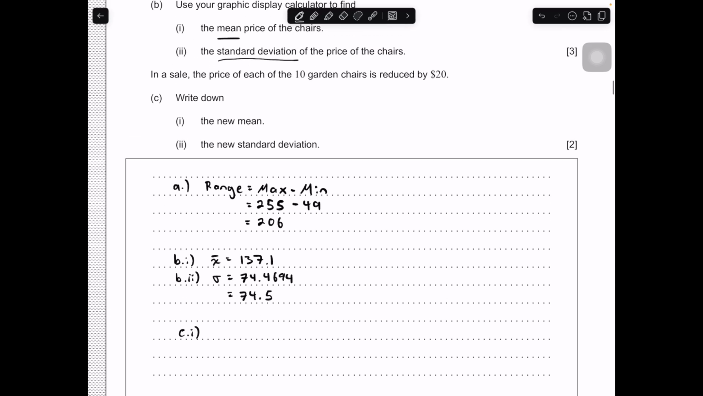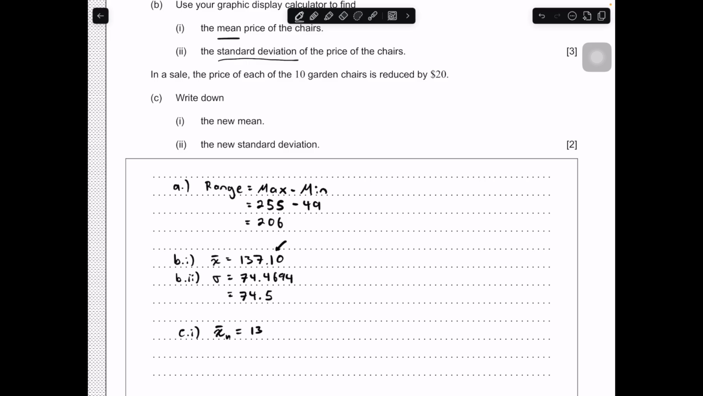And our old average right here was $137.10. If every single chair is reduced by $20, then the average price of the chair would also be $20 lower, because everything is consistently reduced by $20. If we were to add these up again, the new average would itself be $20 lower. So I'm going to write this out as x bar n for new.